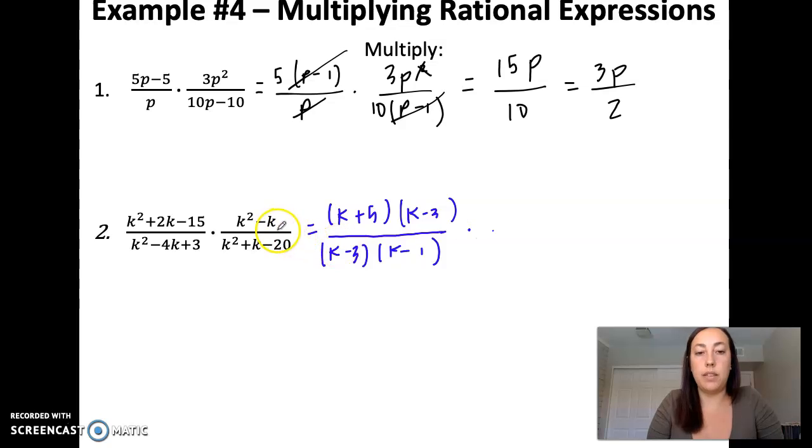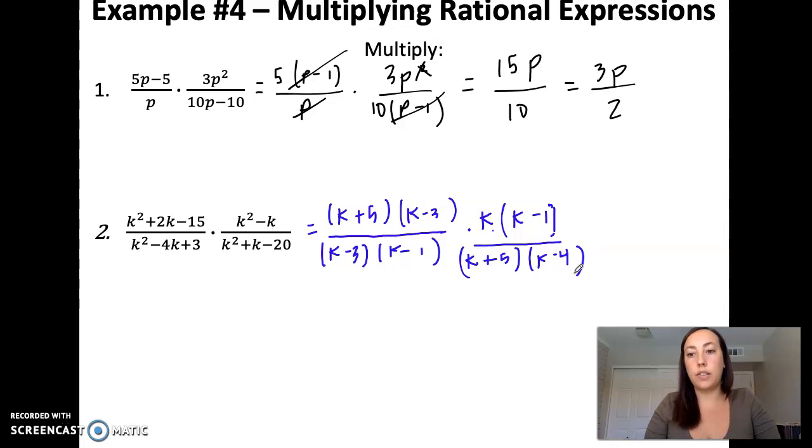Okay, k squared minus 4k plus 3, that factors to be k minus 3, k minus 1. We're multiplying that by this guy. k squared minus k, those guys just have a common factor of k, so we'll factor that out. And when we factor out a k, we're left with k minus 1. Sorry, that's a parenthesis there, it got a little messed up. And then on bottom, k squared plus k minus 20, that is k plus 5 times k minus 4.